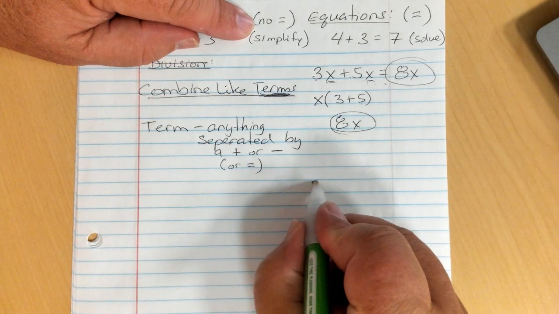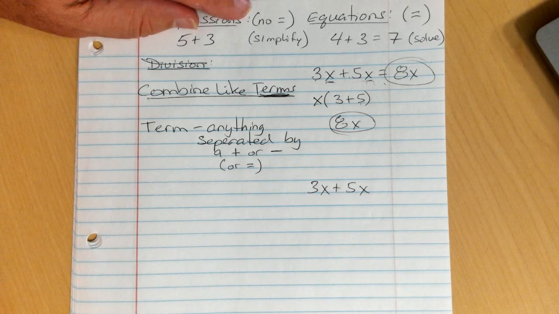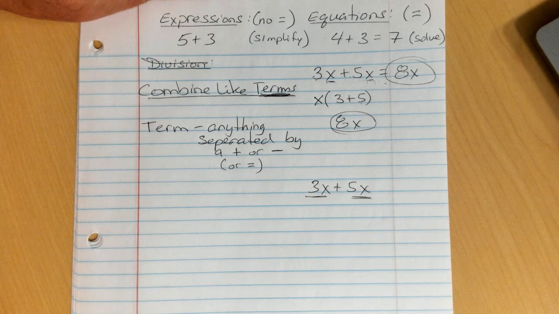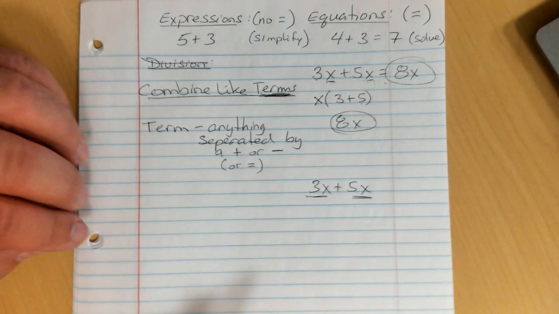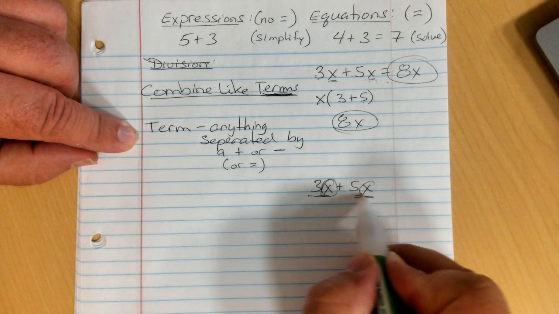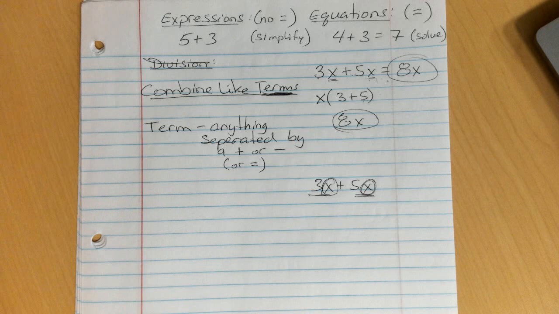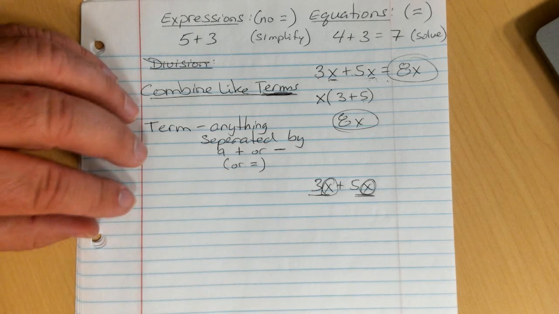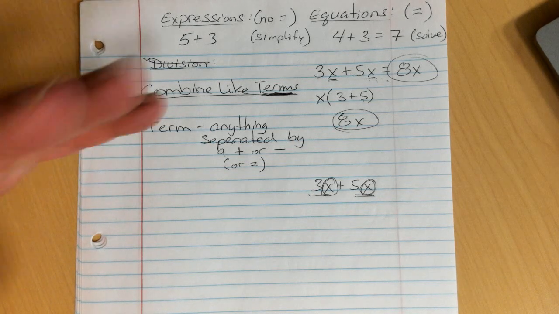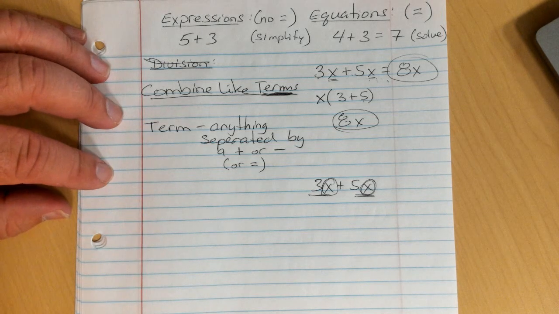So 3x plus 5x has how many terms? Two terms. Here's a term, here's a term. Combine like terms. Are they like terms? Yeah. What you look for are the variables. If they're both x's, then they're like terms. All I have to do now is combine the coefficients. You see how math is its own language? All these words, coefficient, combine, variables, all of this stuff defines what we have to do.